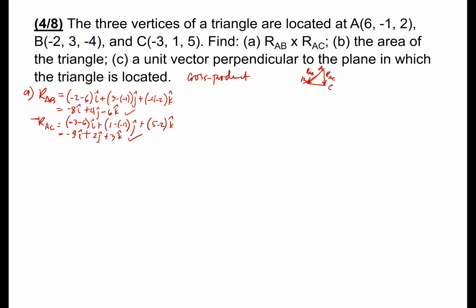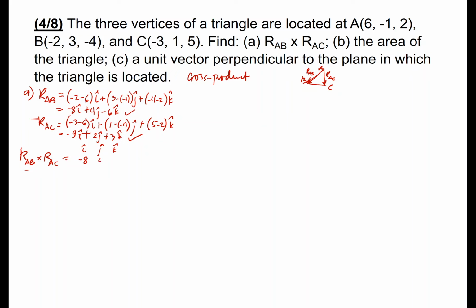Now for the cross product, this is how it goes. Take note of the position: RAB cross RAC, not RAC cross RAB. They are not the same. If you interchange this one to the other side and that one to the other side, they are not the same. So be careful with that. Very simple. You just write first the directional vectors I, J, and K, and then write the values first from the RAB. So you have negative 8.